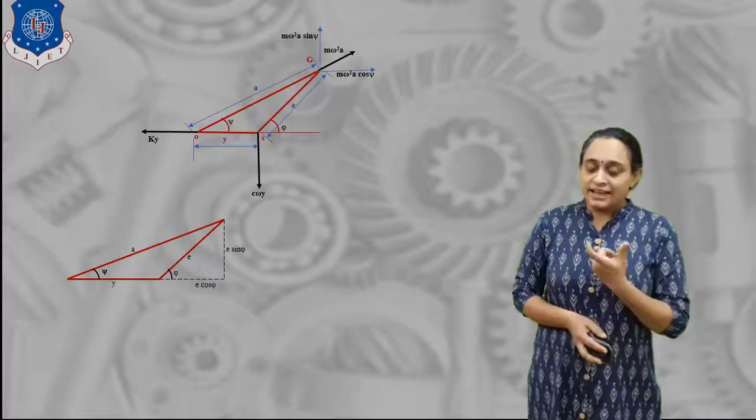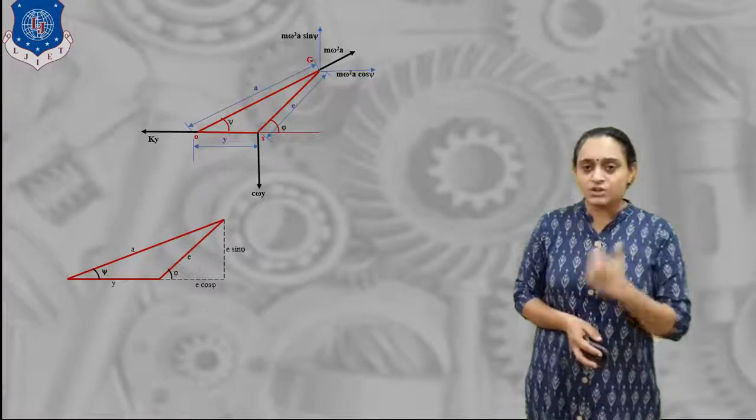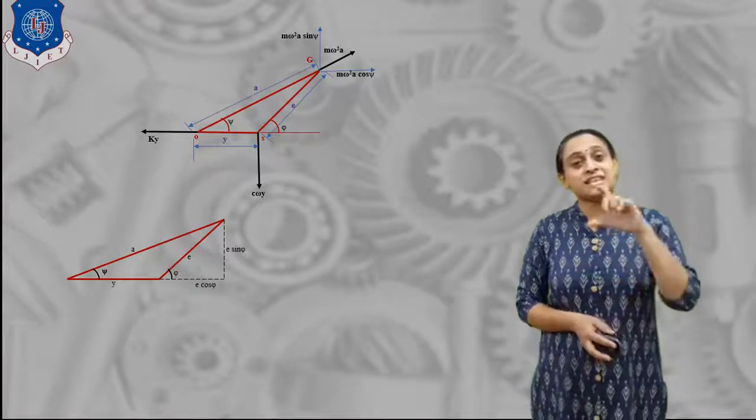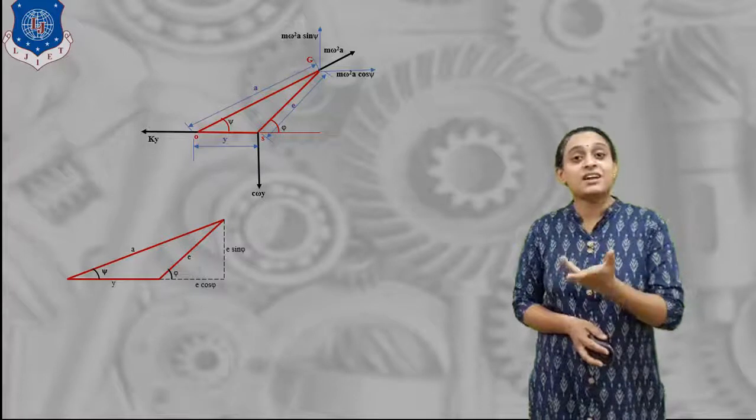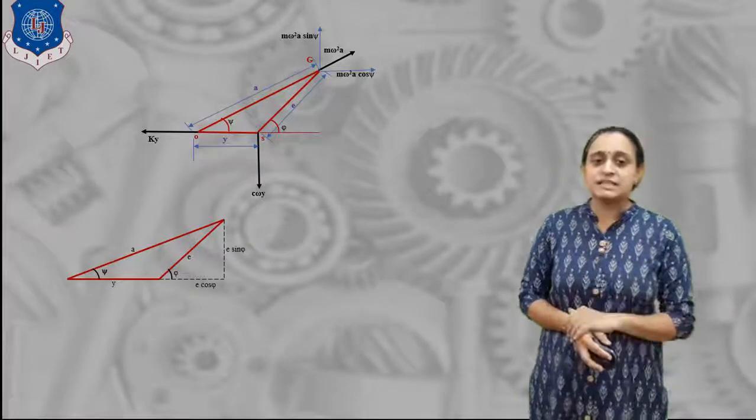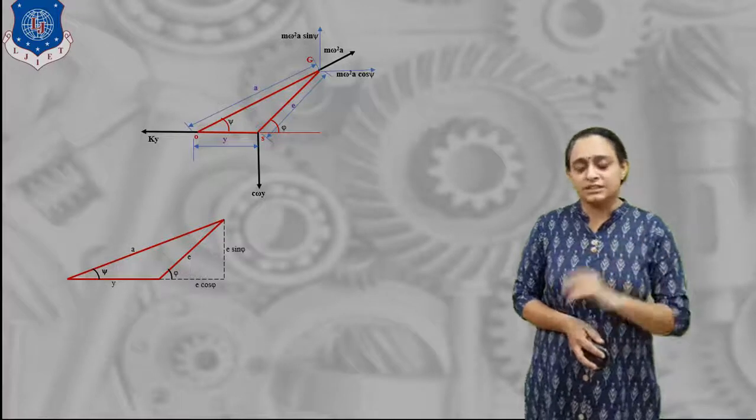Here, if we see this triangle, the horizontal line length is E cos phi, and the vertical is E sin phi. So these are the values of both the lines. Now let us assume the other values.